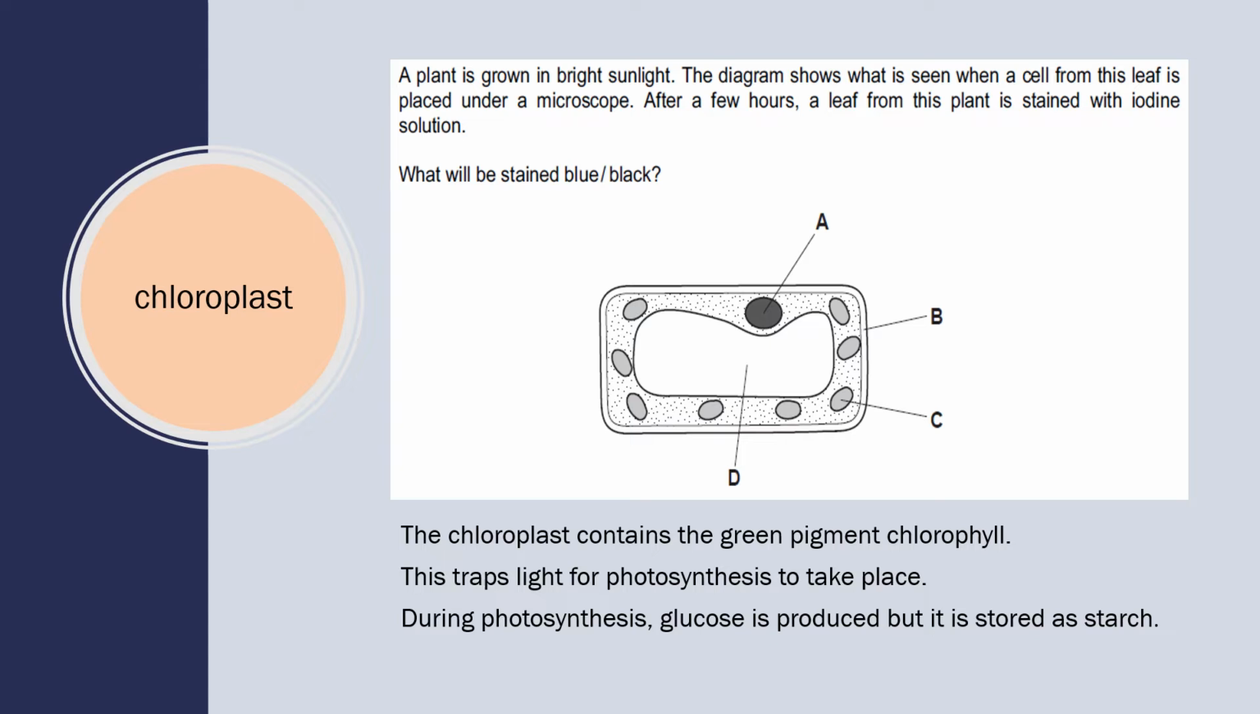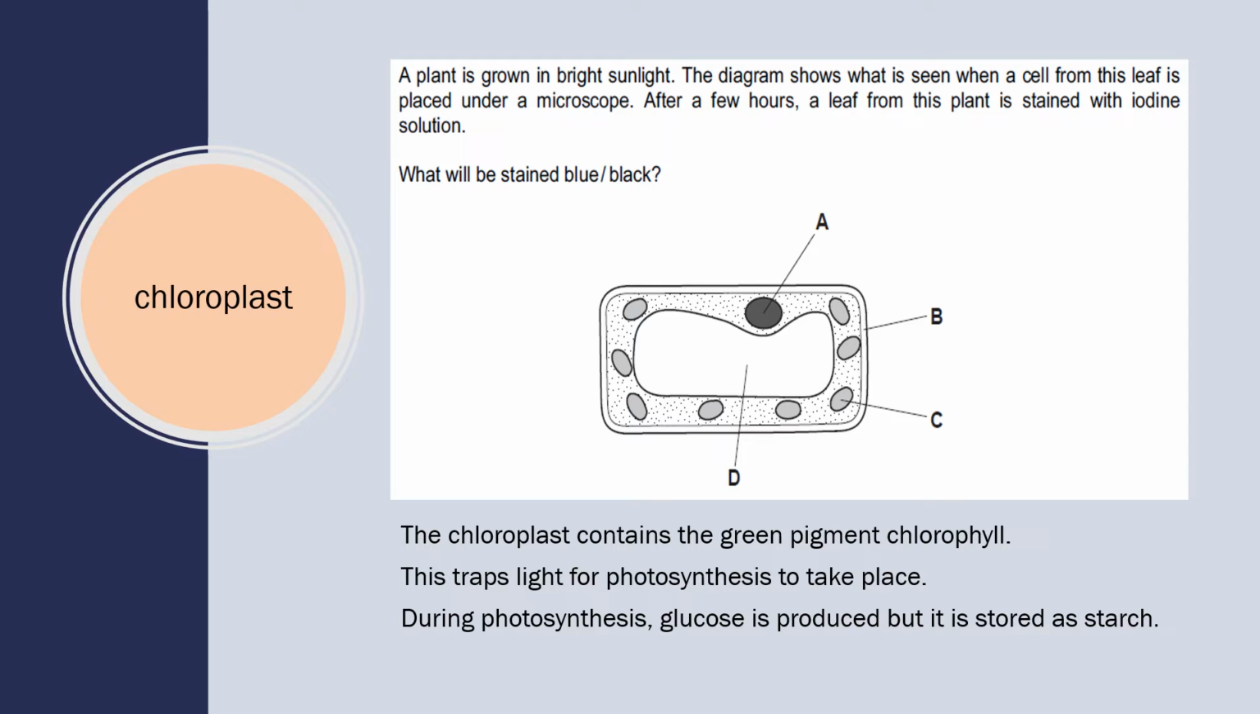So first question, a plant is grown in bright sunlight. The diagram shows what is seen when a cell from this leaf is placed under a microscope. After an hour or a few hours, a leaf from this plant is stained with iodine solution. What will be stained blue-black? So there's a photo of the plant cell. A is the nucleus, B is the cell wall, C is the chloroplast, and D is the cell sap.